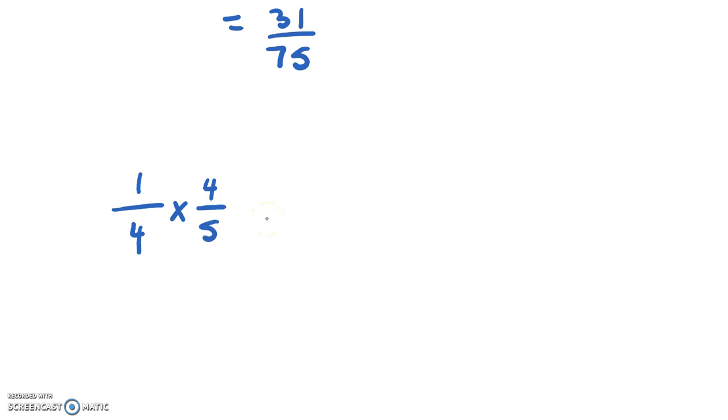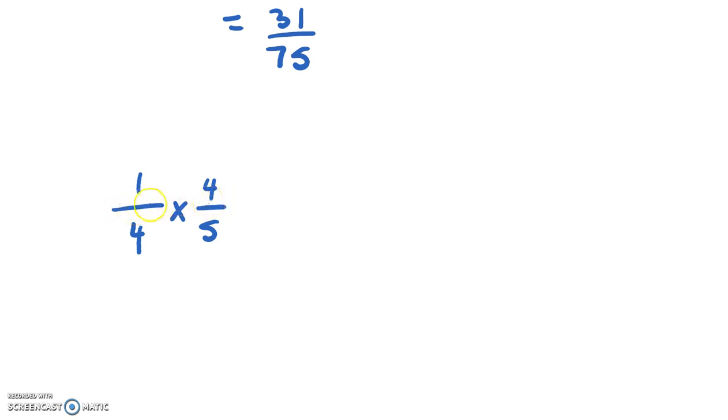What would you guys do? Just times 1 by 4 and 4. So you want to times 1 by 4, and then 4 by 5, and then reduce. That's what you want to do? Yeah, we can do that if we know multiplication of fractions.